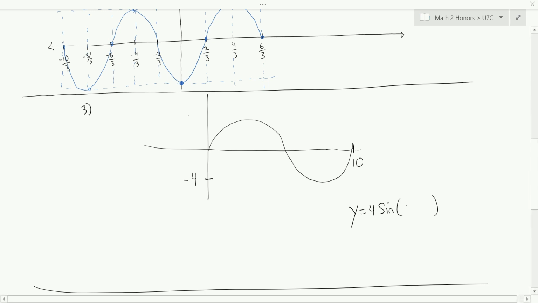But at first, I'm going to say, well, I don't know what this number is. I'm going to put a b there because in general, it looks like this: y equals a sine of bx. I knew what a was. I got my amplitude 4, right? I'm not sure what b is, so it's b times x. Okay. And what number do you think is going to help us find this one?